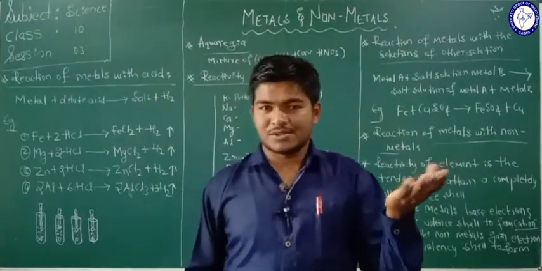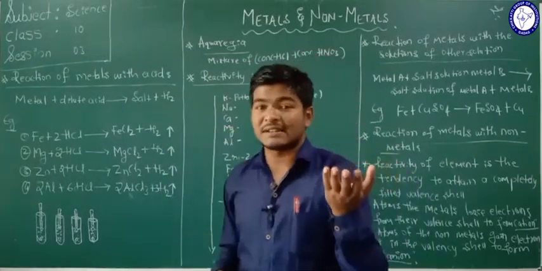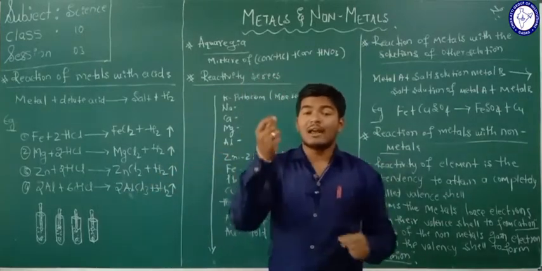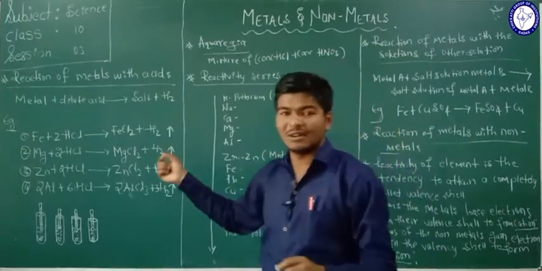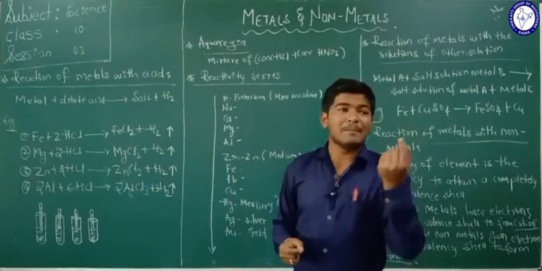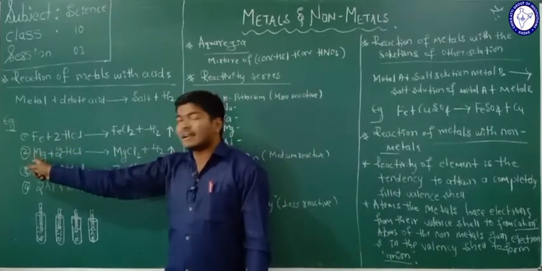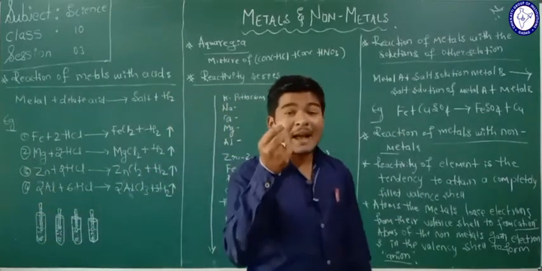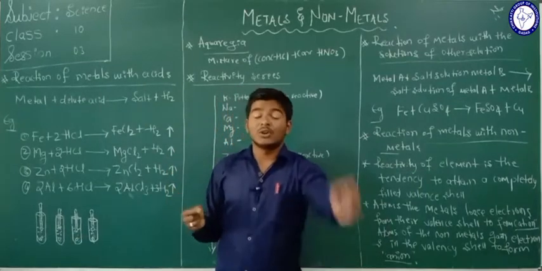Take 4 test tubes and pour about 10 to 15 ml of the dilute HCl solution into the test tubes, and you have to put the samples of the metals. Take ferrous iron metal, magnesium metal, zinc metal and aluminum metal. You have to place the samples of the metals into those 4 different test tubes.